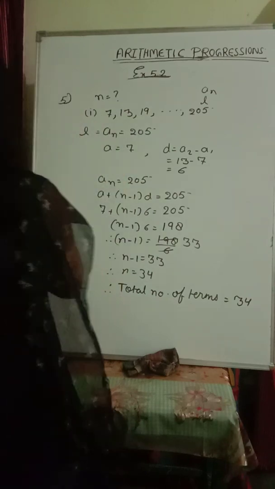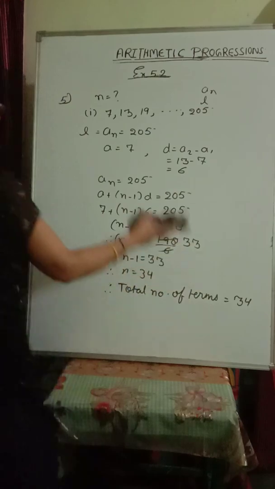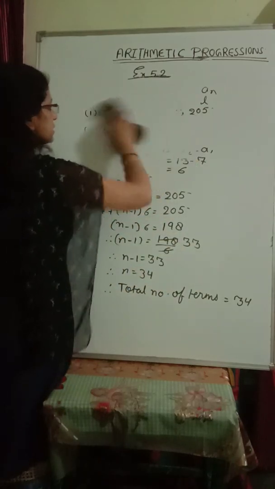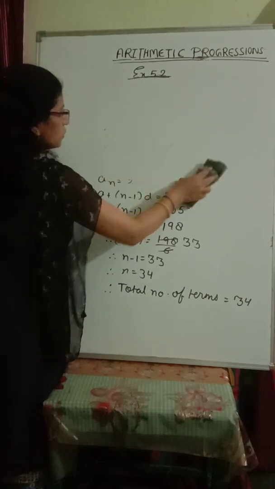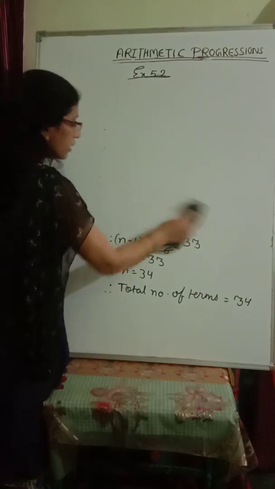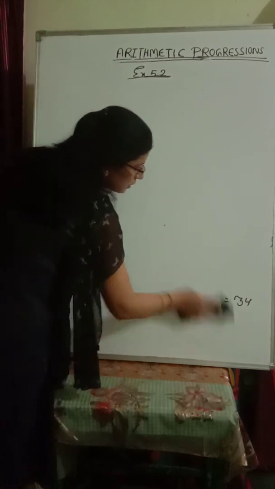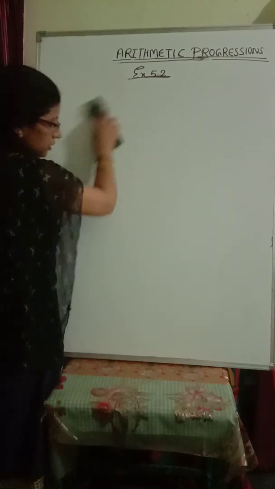Okay, so quickly let us move to the second part of this fifth question, or you can do the second part yourself, same as this. The second part is your homework. In the same way you will write the nth term, the last term or L, which is given to you. Okay, so now let us move to the next question, that is question number 6.